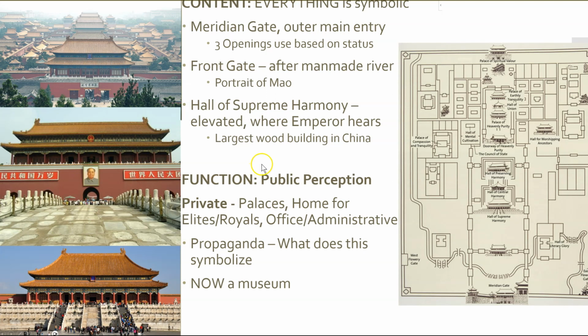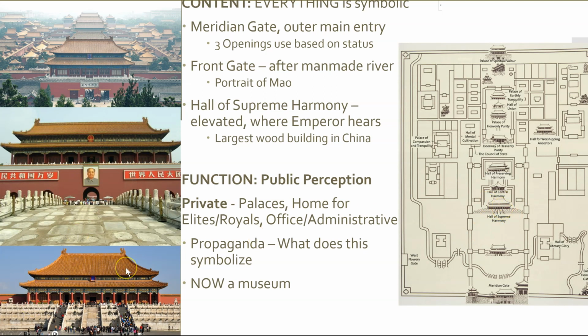And then beyond that, we have the Hall of Supreme Harmony, which you're seeing almost in the middle here. It's much more elevated. It's what you see in the bottom left image here. The elevation is really important because this is where the emperor would hear from his people. It's the seat of government, and it also separates the inner court from the outer court. So this would be the last place that the public would be able to enter.